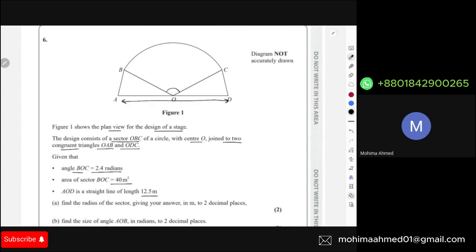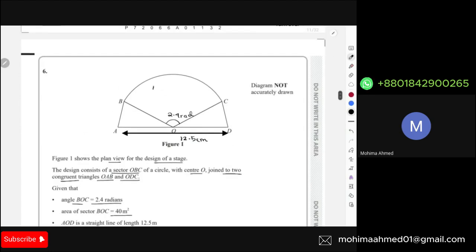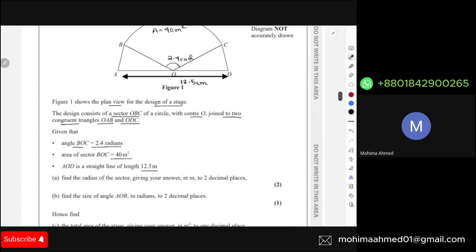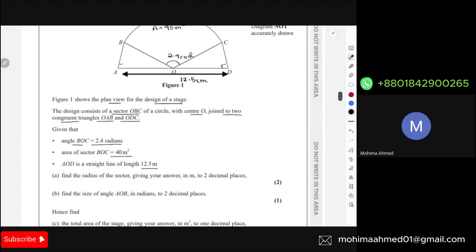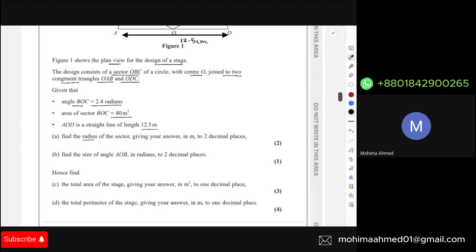If this is 12.5 centimeters, and I can clearly understand that O is at the center, that means AO and OD are going to be half of that length, right? I'll write this as 12.5 centimeter first. This is your 2.4 radian. And lastly, the area here is 40 meters square, right? Then other than that, we don't know anything. I exactly do not know if they are also 90 degrees or not, right? Because it is not stated here. They have said that this triangle and this triangle are congruent, but I do not have any idea about that till now. So first they want to find out the radius of the sector.